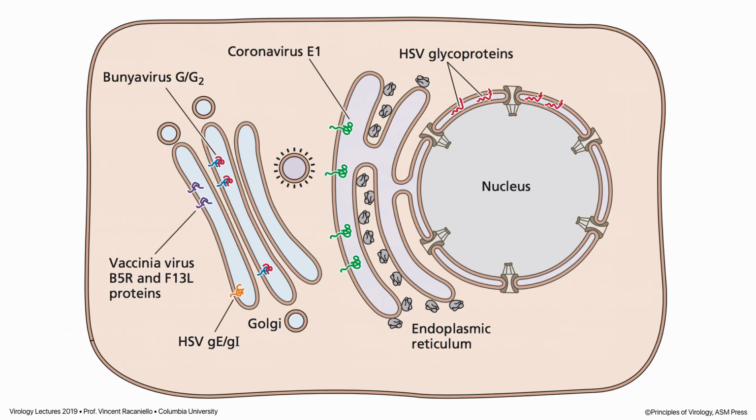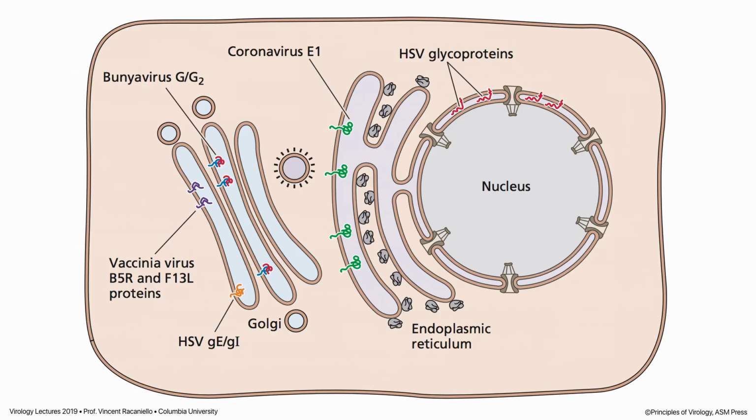Now, the last aspect of budding is that it doesn't have to happen at the plasma membrane. It can happen at virtually any other membrane in the cell, including the nuclear membrane. Herpes simplex viruses bud from the nuclear membrane. It can be budding from the endoplasmic reticulum. It can bud from the Golgi, or it can bud from the plasma membrane. Right? So any of these membranes will suffice.